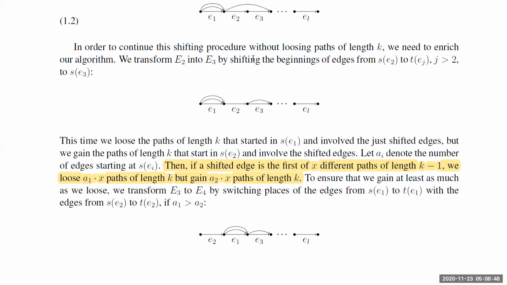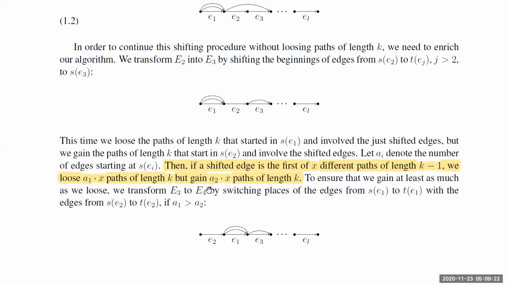And before the move, we have a1 many edges that can connect to a path of length k minus 1 starting with the shifted edge. And in the second case, we have a2 of such preceding edges. So here the number of all such paths of length k having the shifted edge as the second edge is a1x, and here it's a2x.